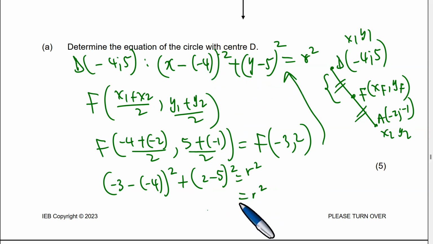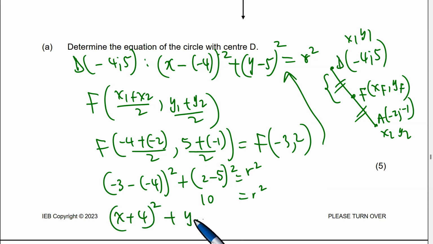And this is r squared equals 10. Okay, because -3 plus 4 is 1, so it's 1 plus 9, giving 10. And what is the equation of the circle? It is actually (x plus 4) squared plus (y minus 5) squared, which is equal to 10.